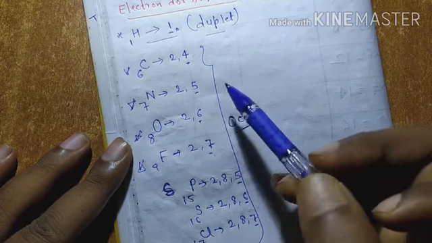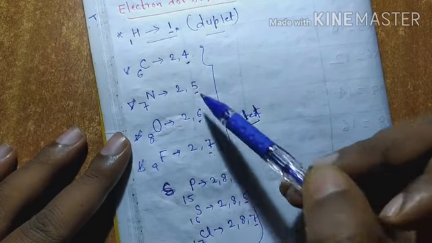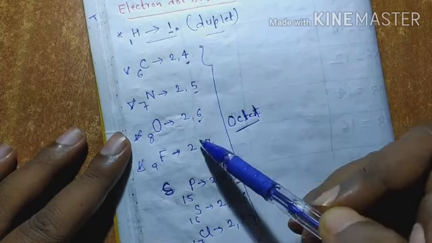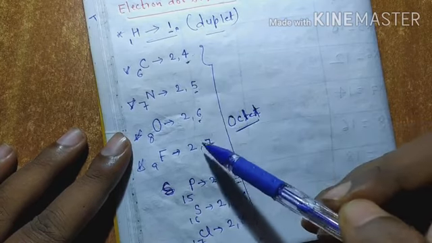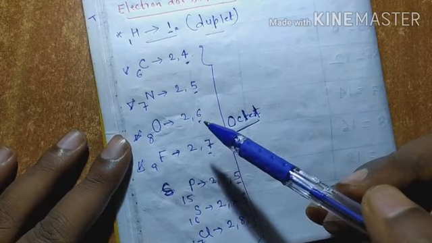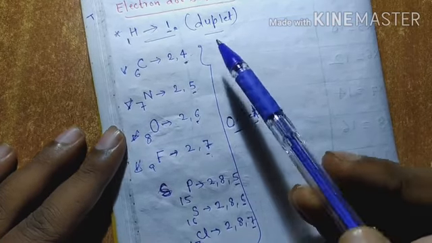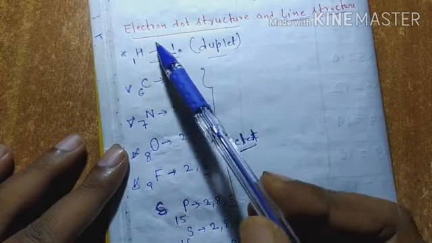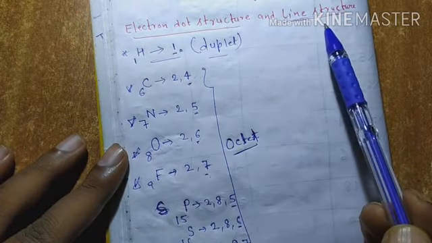So our main focus will be on valence electrons, because they take part in covalent bond formation, right? Now we are going to discuss the electron dot structure of hydrogen and line structure.